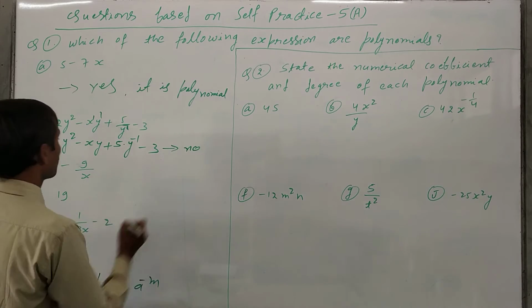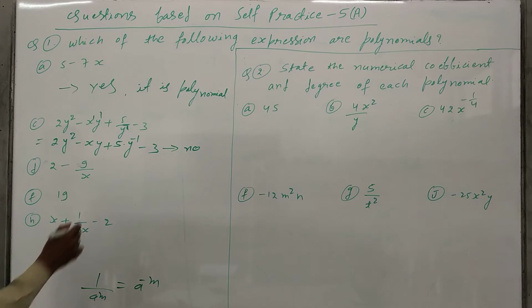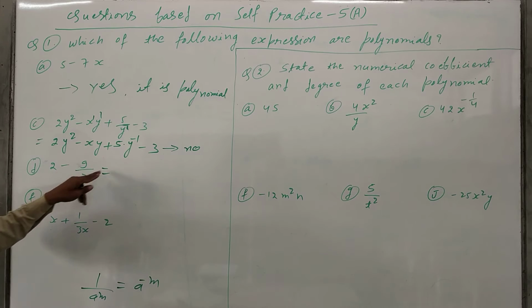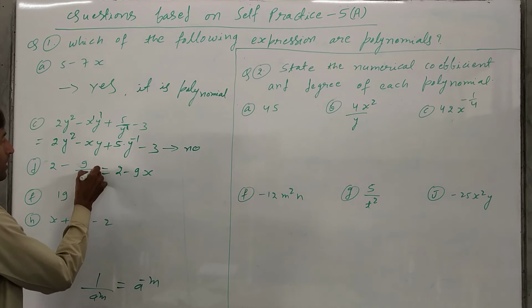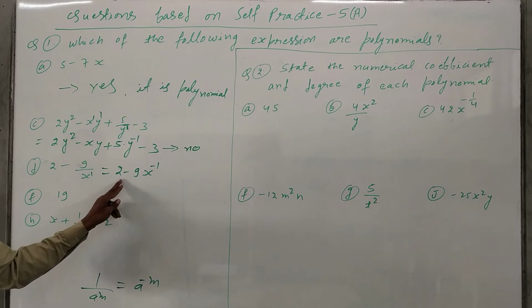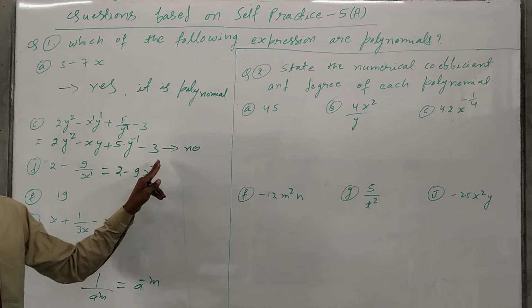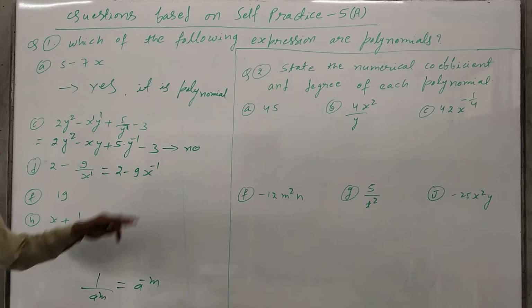So the answer is no. Now the next one, in part d also, 2 minus 9 upon x. So again you have to take the same type of process. 2 minus 9 x to the power 1 is there, so you take it upper and minus 1 power will come. So 2 minus 9 into x power minus 1 will come. So again the power is negative, so it is not a polynomial.